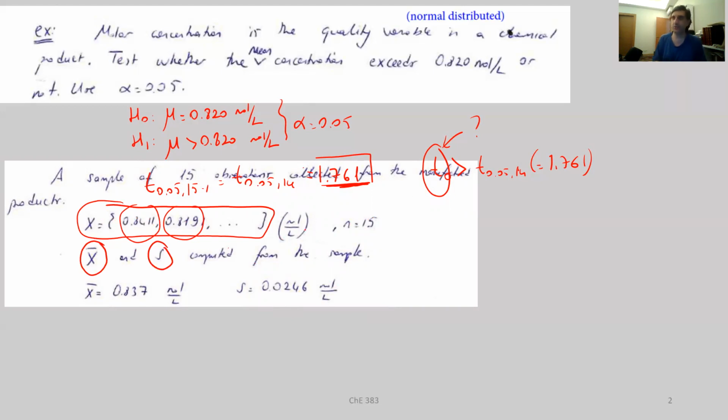Just to give you the idea here, focus not on the mathematics, but on the procedure. I skipped those steps. So X bar from that sample is found to be equal to 0.837, and S is given with that value.